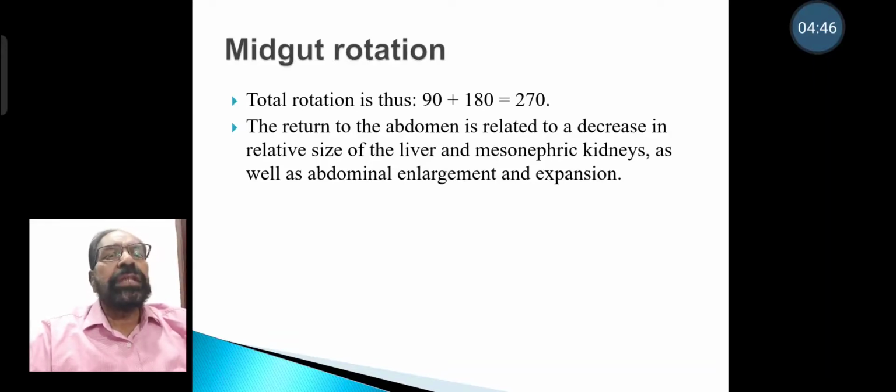The return to the abdomen is related to the decrease in the relative size of the liver and the kidneys, as well as abdominal enlargement and expansion.